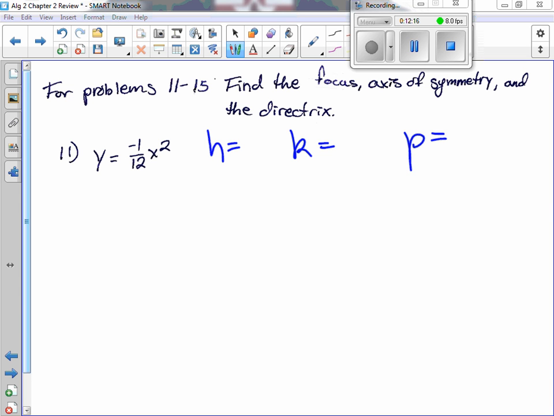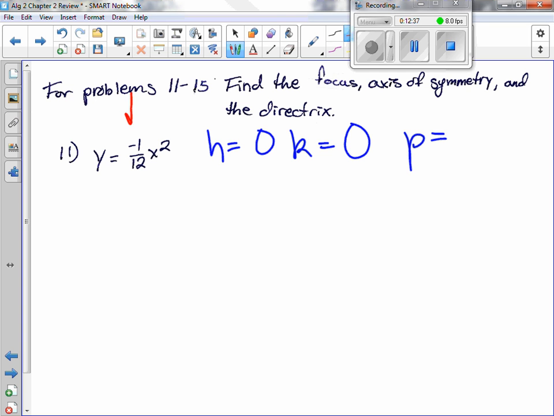Now looking at this here, what is the values of h and k? Zero. I don't have anything being added inside of the parentheses, and I don't have anything being added or subtracted on the end. Yes? Nothing inside parentheses added or subtracted. Nothing on the end. So they're both 0. But I do know that this here, this negative 1/12, is 1 over 4p.